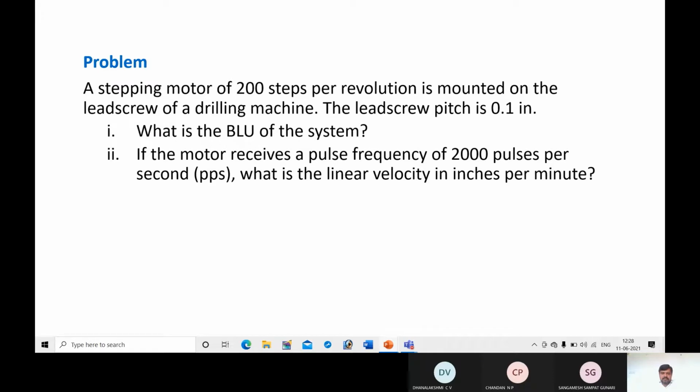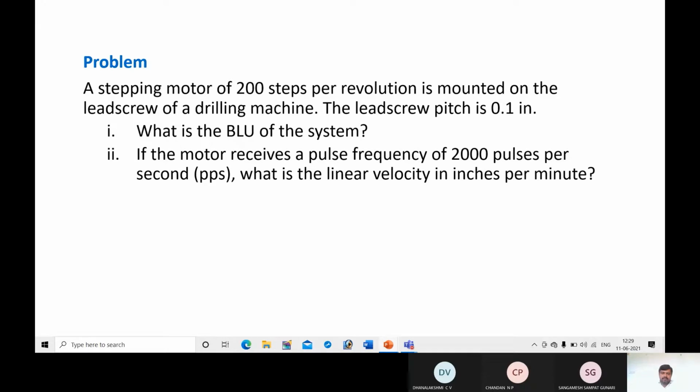Now you know the basic length unit. That is an indication for one pulse. There will be a linear movement of one basic length unit. We know that value, 0.0005. For one pulse, there will be a linear movement of 0.0005. Then for 2000 pulses, how much? That you have to find out.